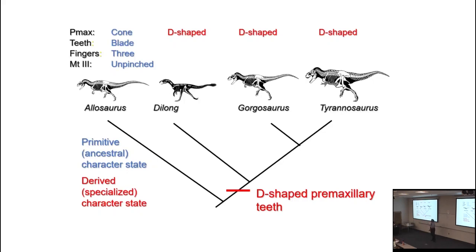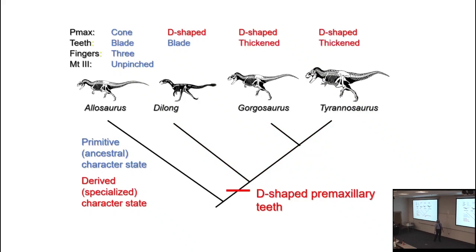It is, in fact, the most parsimonious solution. Remember back to the nature of science, about parsimony, the principle of parsimony. All things being equal, assume the simplest solution for the observations you have. The simplest solution is that the trait for D-shaped premaxillary teeth evolved before or after the branching of Allosaurus and these guys, but before the divergence at the concestor of D-long, Gorgosaurus, and Tyrannosaurus, and was then passed on to all of its descendants. Did that make sense? Good.